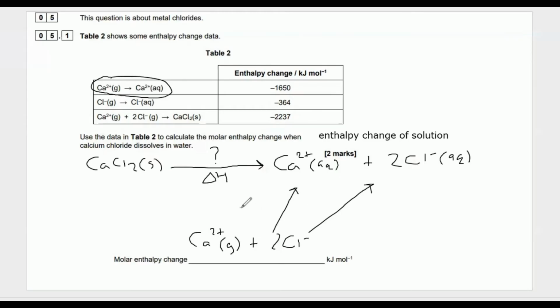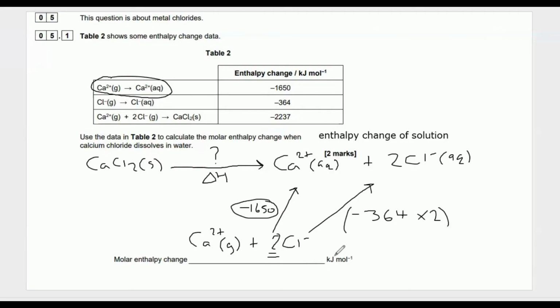For dissolving calcium chloride, we have to remember there are two chloride ions, and the data in the table doesn't have a 2 in front of it. It's only per mole, for one chloride ion. So we need to times minus 364 by 2. So now we've set that data out, lovely jubbly. We'll circle that there.